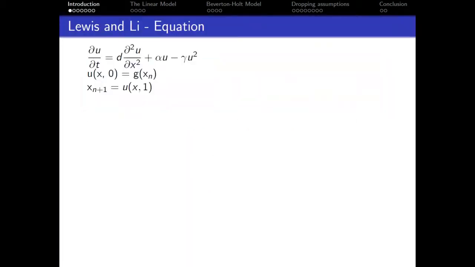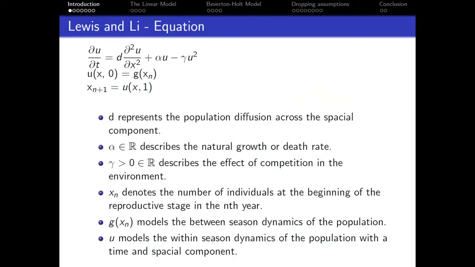In their 2012 article, Spreading Speed, Traveling Waves, and Minimal Domain Size in Impulsive Reaction Diffusion Models, Mark Lewis and Bingtuan Li analyzed the following equation. The partial derivative of u with respect to t equals d times the second partial derivative of u with respect to x, plus alpha u minus gamma u squared. This equation was used to analyze a population model that has a seasonal birth phase and a seasonal dispersal phase.